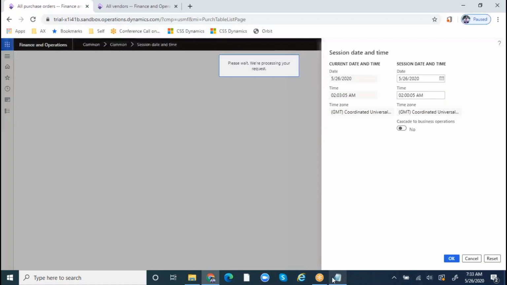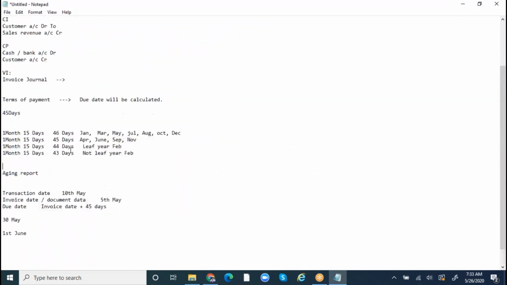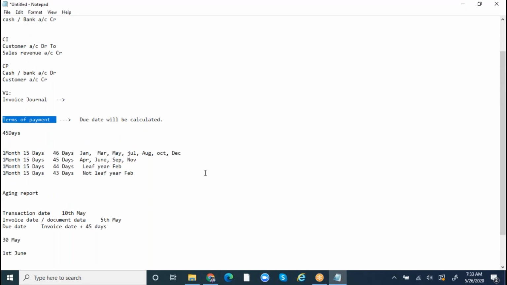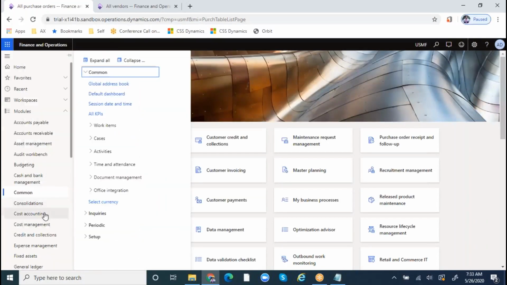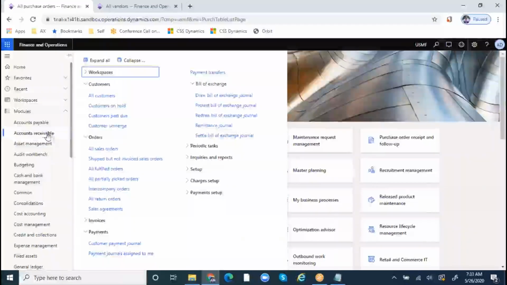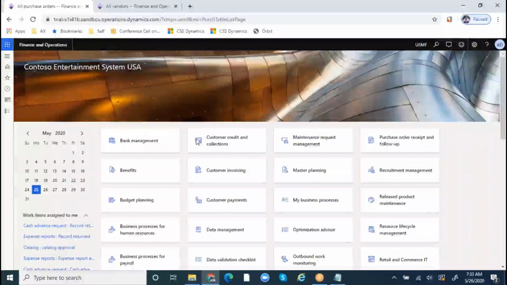Fine, now understood terms of payments. So terms of payment, every time, suppose with the customer, I'm doing like an accounts receivable module, pretext invoices, all pretext invoices.